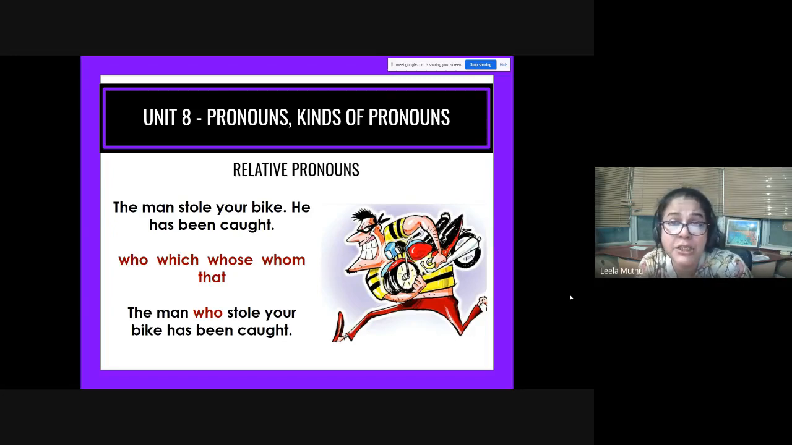So the man stole your bike. He has been caught. So let's make it really simple. The man who stole your bike has been caught. All right, he has been replaced. The man who stole your bike has been caught. Okay, so who is referring to the man? It is who or whom for people.